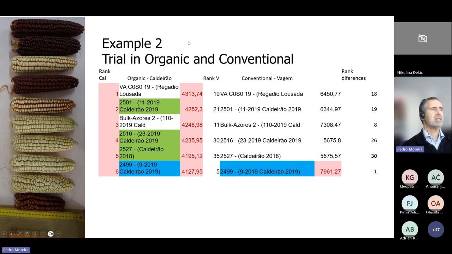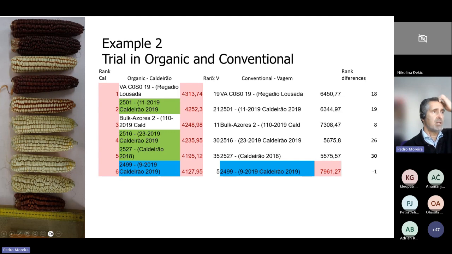Okay, this is another example. We can call it example 2, which was organized for organic and conventional. In this case, we are using some other traits, but we were interested in using the rank. We organized our populations in the organic field and in the conventional field. And we wanted to see what their behavior was, and we ranked them.